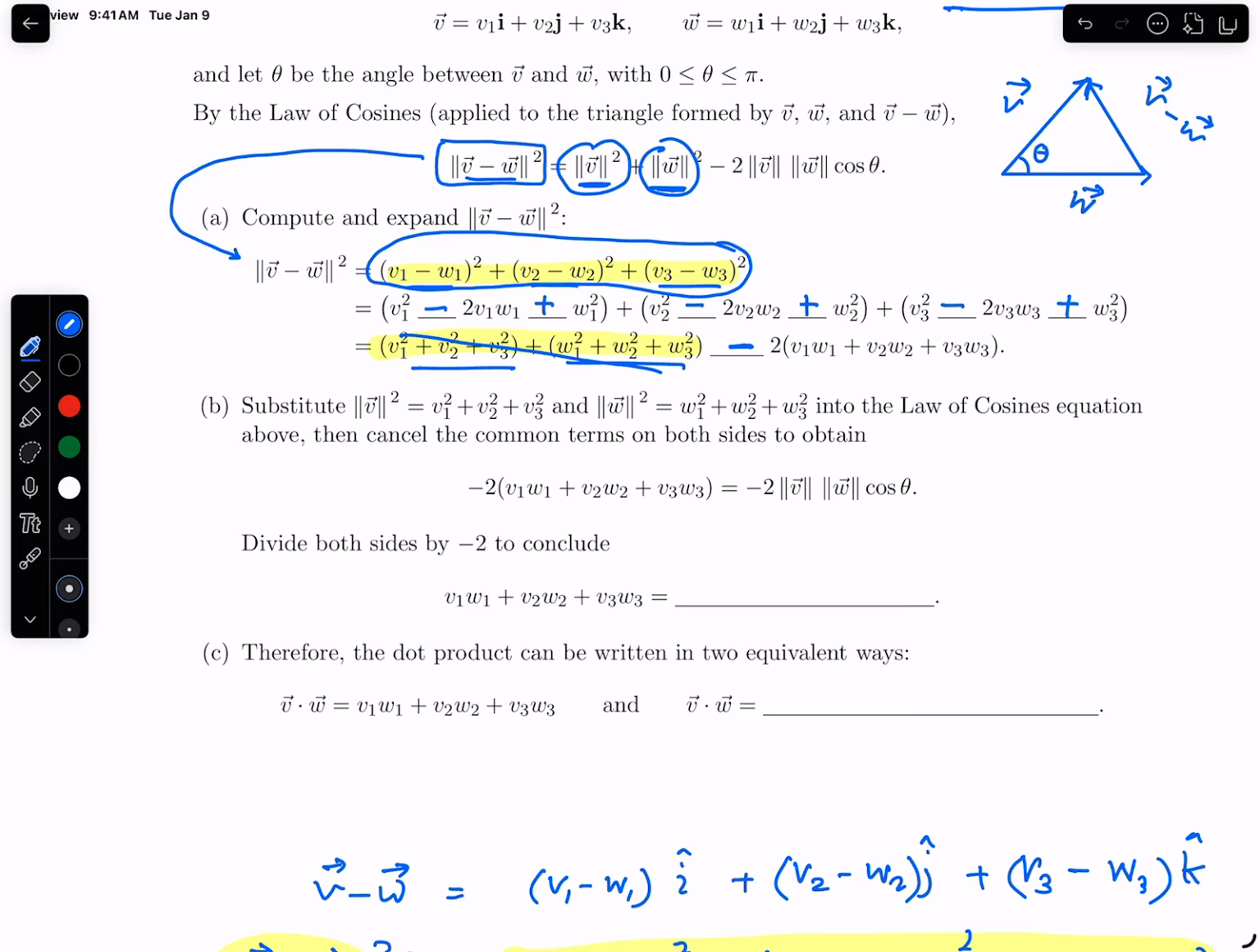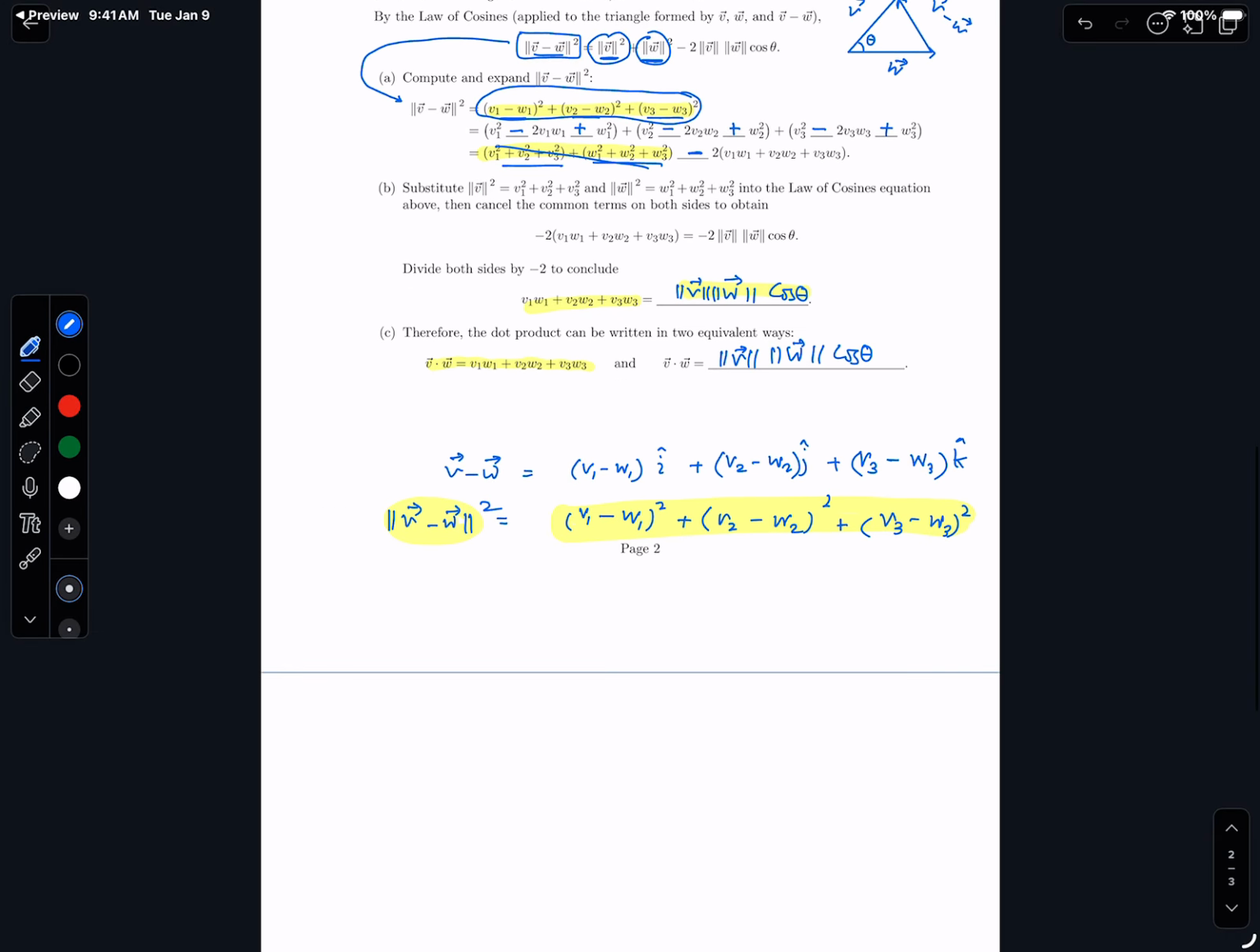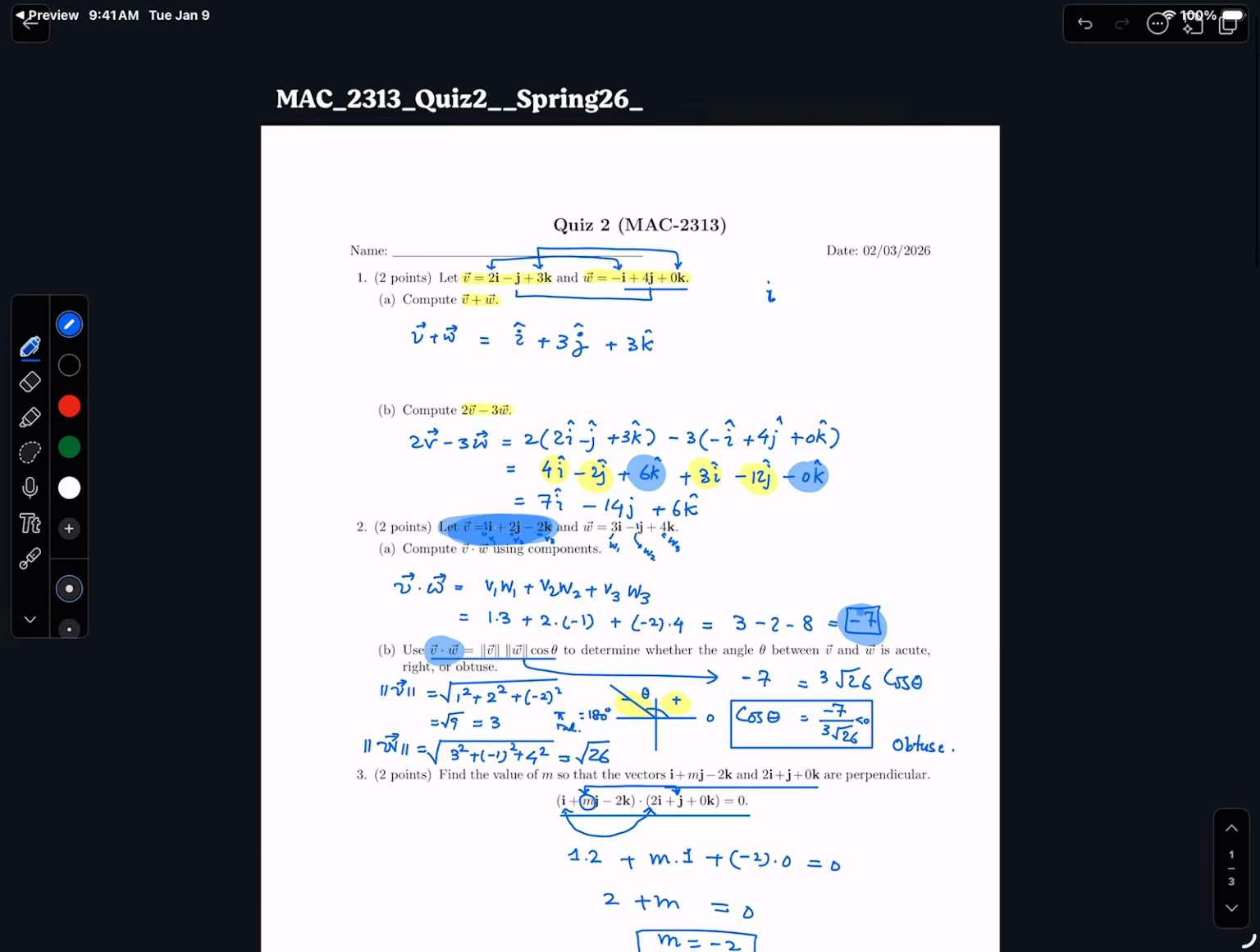Now if I divide by -2, then I get this, which is the definition of the dot product. So this shows that the geometric definition and the algebraic definition are equivalent to each other. So there are two ways to define the dot product. One way is you do it algebraically, and another way is you do it geometrically, like this, magnitude of v times magnitude of w times cosine theta. So this was quiz 2. I think it was pretty simple.